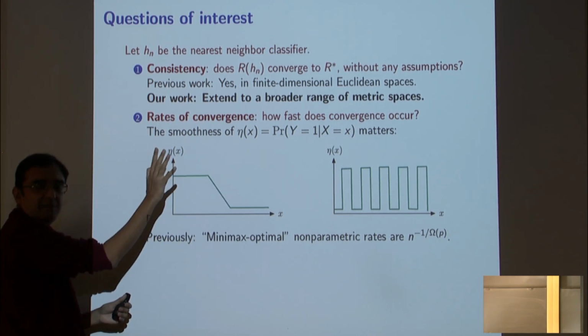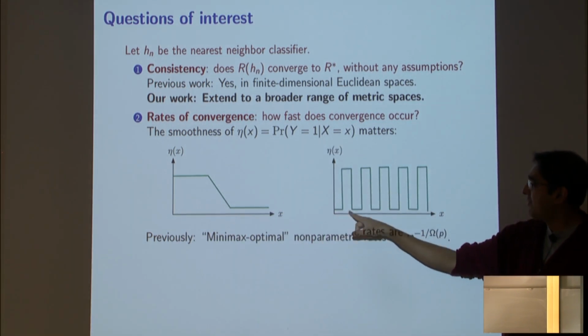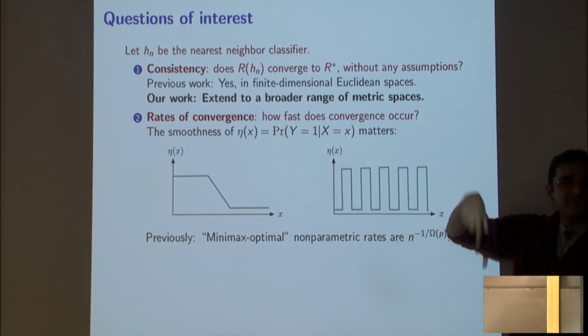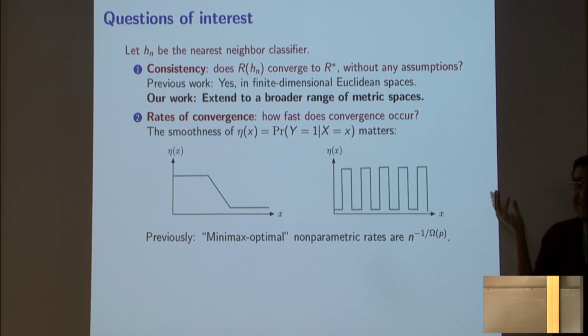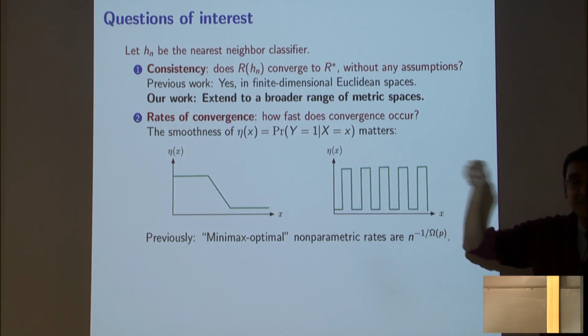Very easy learning problem. This is the bad situation, because over here you should predict 0, over here you should predict 1, over here you should predict, you know, so it spikes up and down. And so it's clear just from looking at the picture that you're going to need a lot more data for this one than for that, okay?